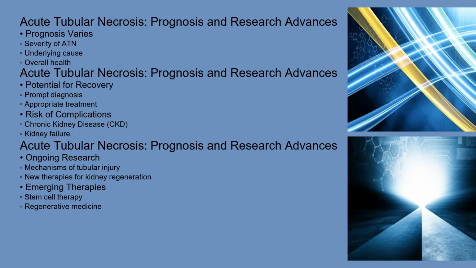What is the prognosis for individuals with ATN, and what advances are being made in research? The prognosis for ATN varies depending on the severity of the condition, the underlying cause, and the individual's overall health. With prompt diagnosis and appropriate treatment, many people with ATN can recover kidney function. However, in some cases, ATN can lead to chronic kidney disease or even kidney failure, requiring long-term dialysis or kidney transplantation.